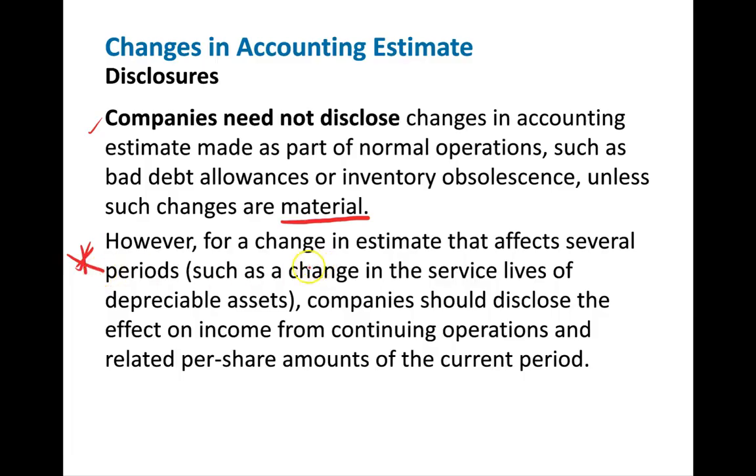If a change in estimate affects several periods, so let's just say we go from changing the service life of a depreciable asset from 5 years to 7 years, right? So we have an extra 2 years because we think this asset is going to last us longer, provide more service for us over a longer period of time. In that situation, a company should disclose the effect on the income from continuing operations and any related earnings per share amounts that have changed for the current period.